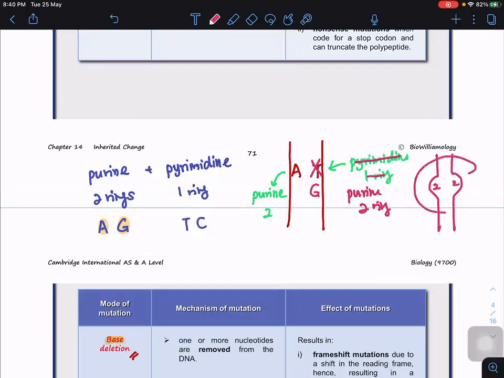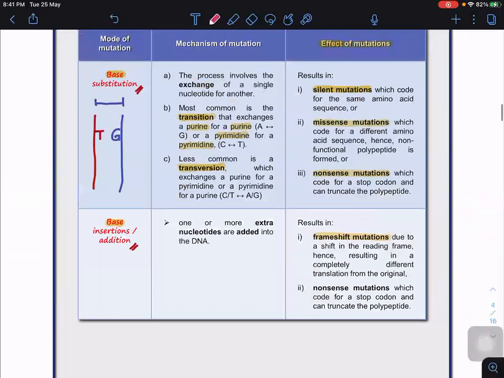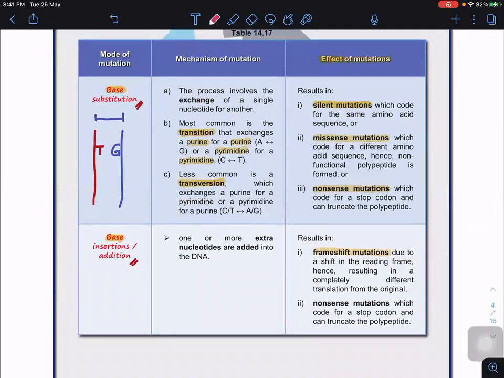So this bulging can easily be detected by the DNA repair mechanism. It means that the mutation did take place, but the DNA repair mechanism can easily detect it and change it, edit it, back to normal. In this case, you will be able to repair the DNA back to the original one. So this is what I mean when I say that transversion is less common. The effects are less common because we have the DNA repair mechanism.